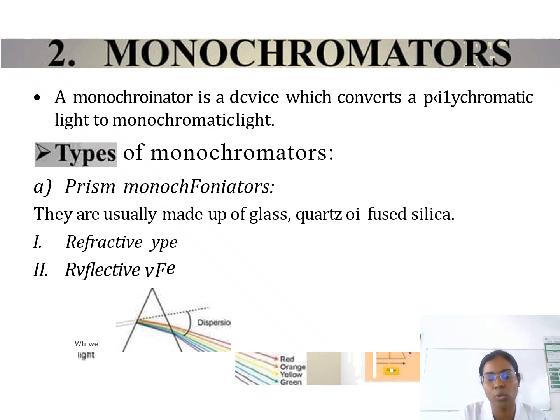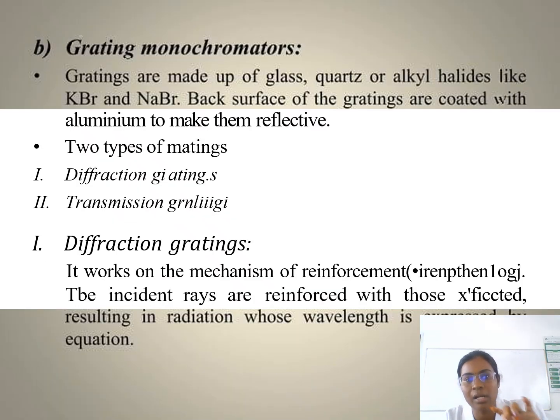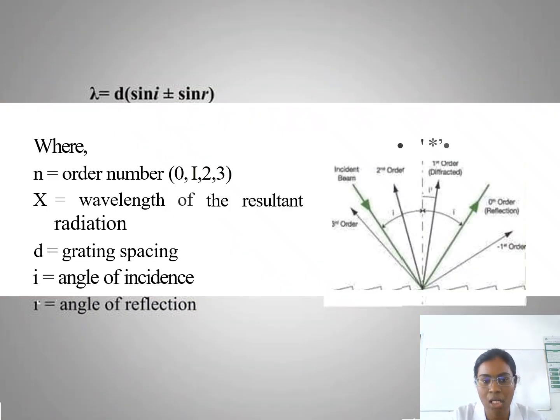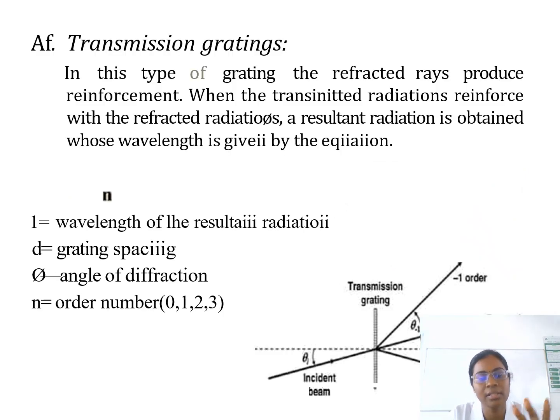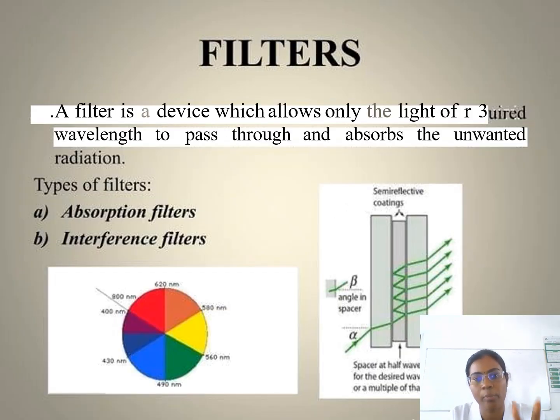There are two types of monochromator. One is the prism monochromator, and the other is the grating monochromator. Prisms are made up of glass or quartz, or alkyl halides like potassium bromide and sodium bromide. There are two types of grating: the diffraction grating and the transmission grating. Then this is the equation of the grating monochromator.